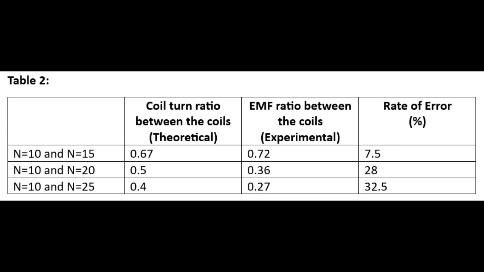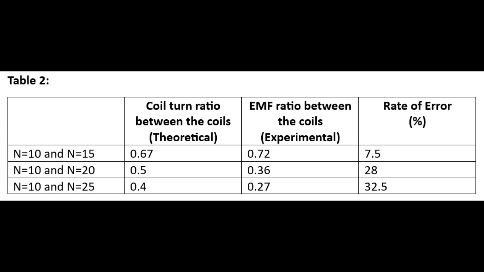First, the ratio of 2 different N values, and then the ratio of their experimental EMF values. Since N is directly proportional to the EMF value, the ratios should be the same. We will then compare the experimental ratio to the theoretical ratio to find our error percentage.